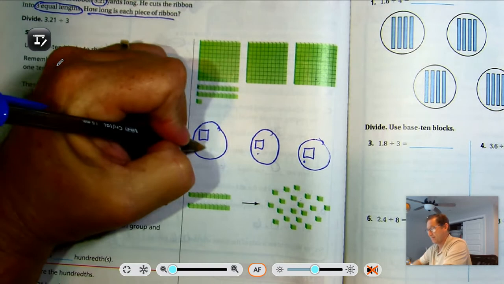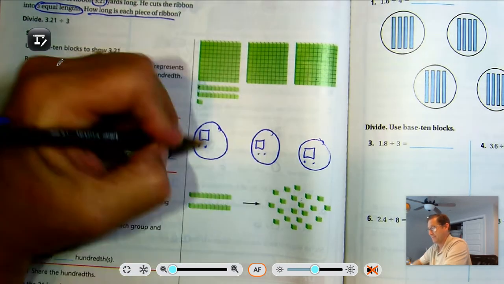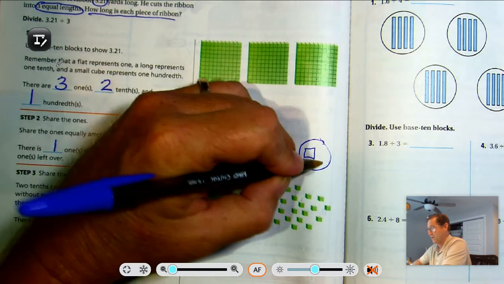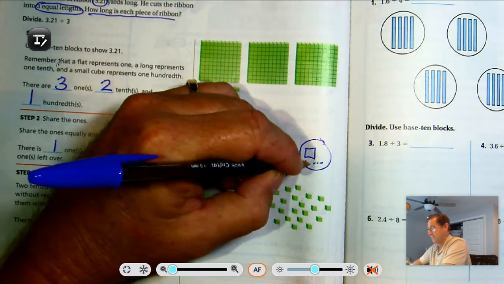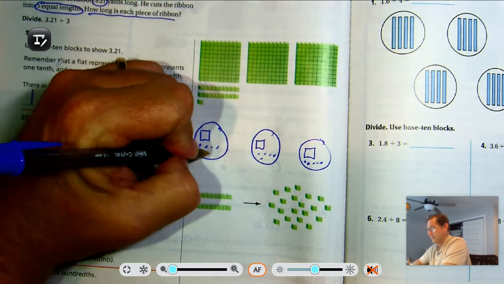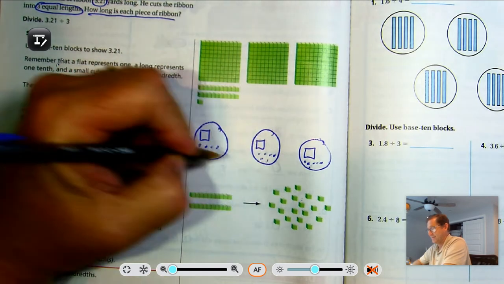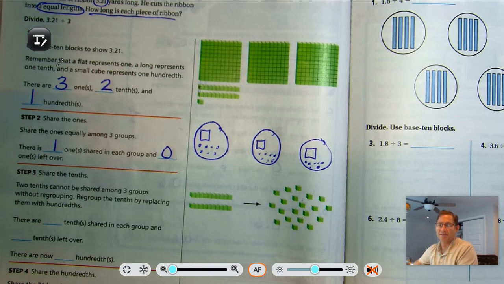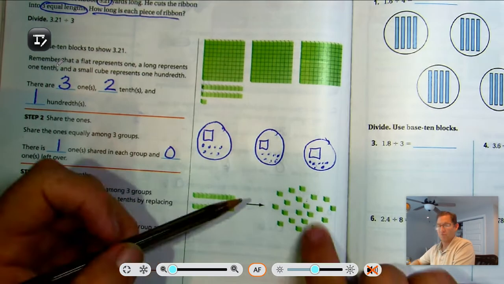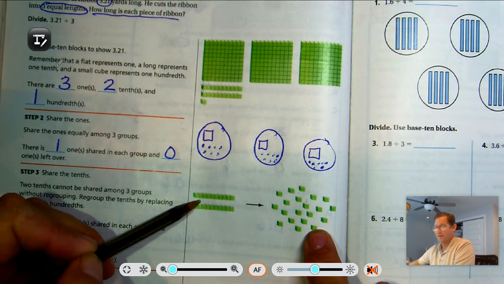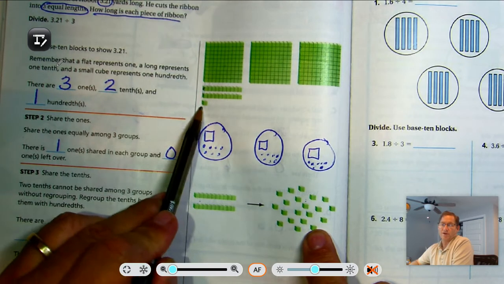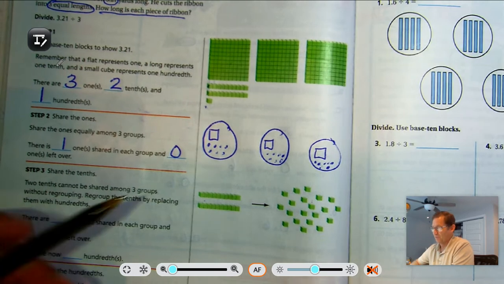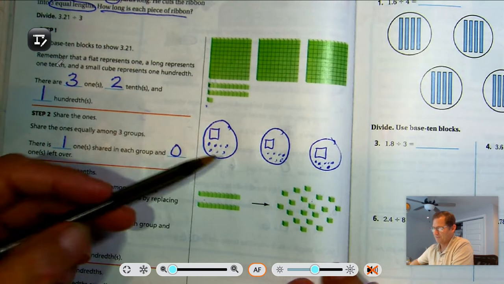3, 4, 5, 6, 7, 8, 9, 10, 11, 12, 13, 14, 15, 16, 17, 18, 19, 20, 21. And that makes sense because we had 21 hundredths: we had 20 that we regrouped, and we had the one that we started with. So we had 21. And 21 divided by 3 is 7. Okay. So obviously, if you know that division fact, just put it in.